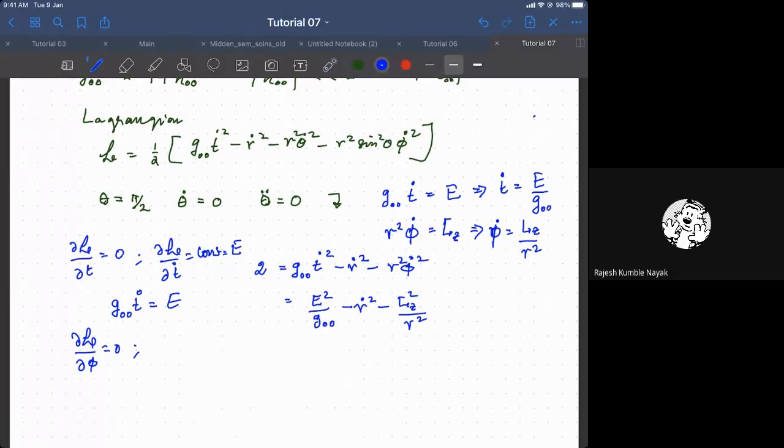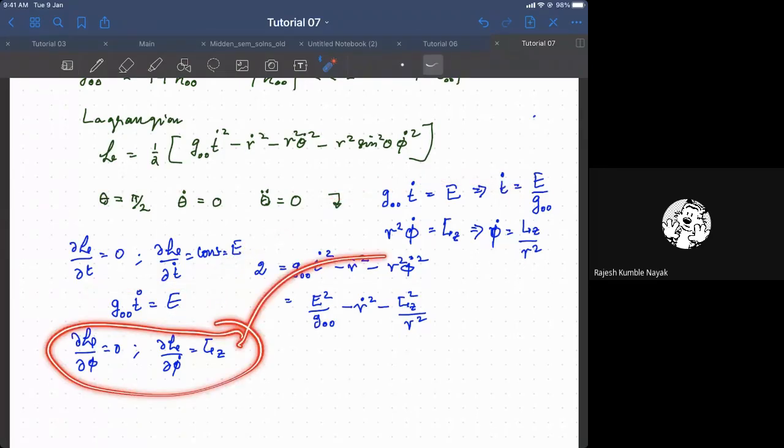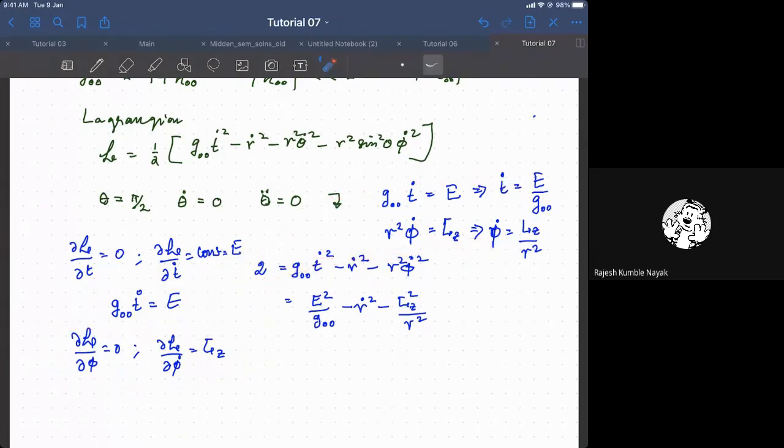Yes, sir. So the next equation is dL by d phi dot is equal to constant, which I call Lz, and this would simply lead to this equation, and these two give this equation. Okay. Now let's come back to here.